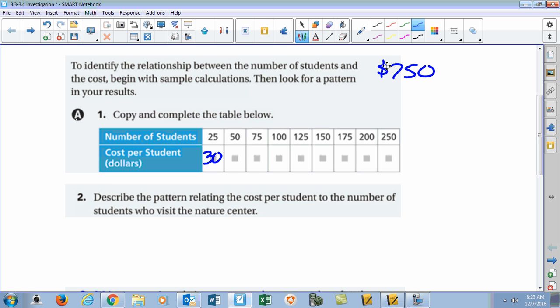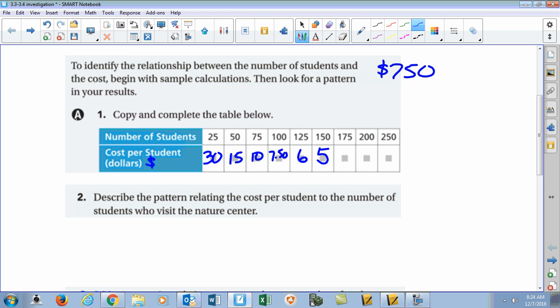What about 50? 15, okay. So that cuts it in half almost, doesn't it? What about 75? 10, okay. It's getting lower. What about 100? Yep, so that's $7.50, right? Remember here we're talking about money. 125? 6, okay. So $6. 150? $5.